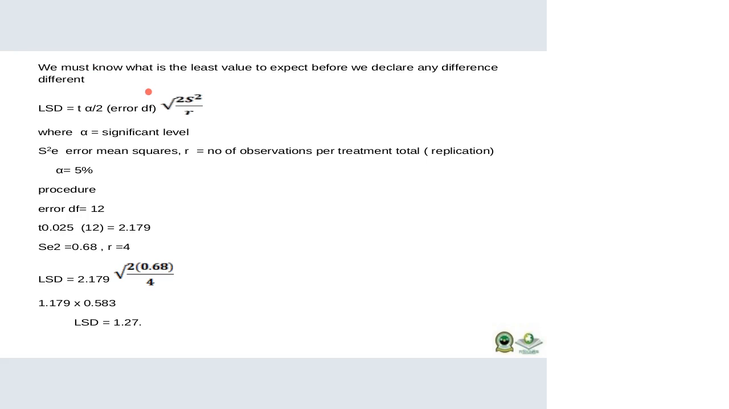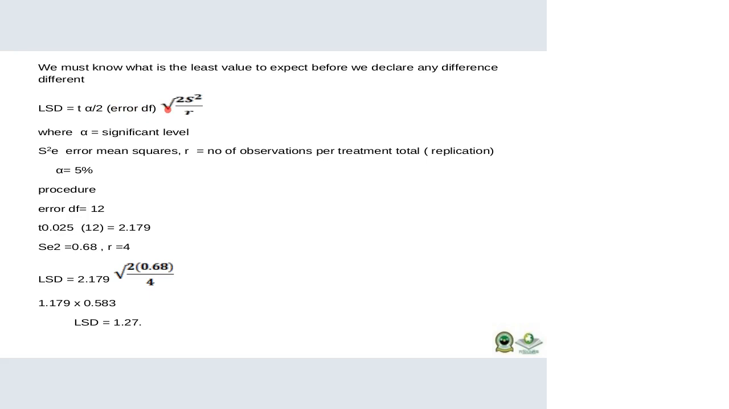Now, we must know what is the least value to expect before we declare any difference. Now, the formula for LSD is equal to t. Remember, you're comparing two means, and that's why you're using the t table. Of course, alpha over 2, because it can be left, it can be right. So that's why you divide the alpha by 2. You will consider the error degree of freedom. Error degree of freedom for this block design is 12.